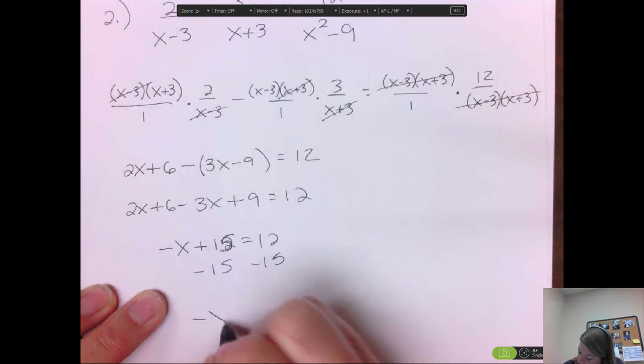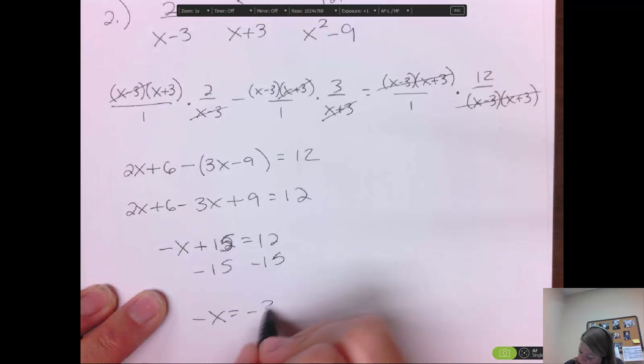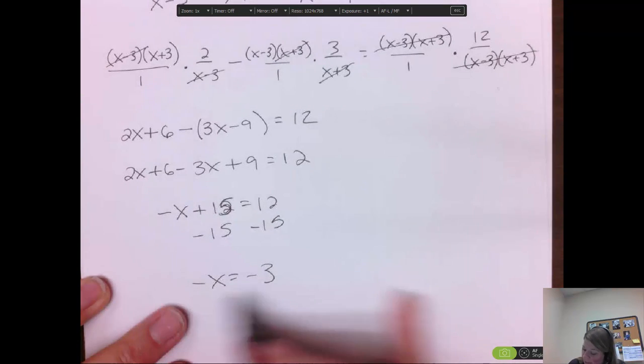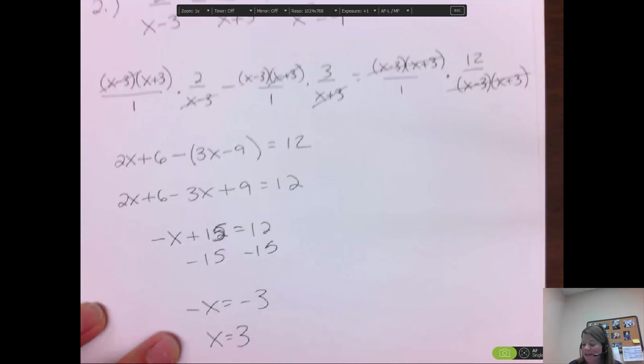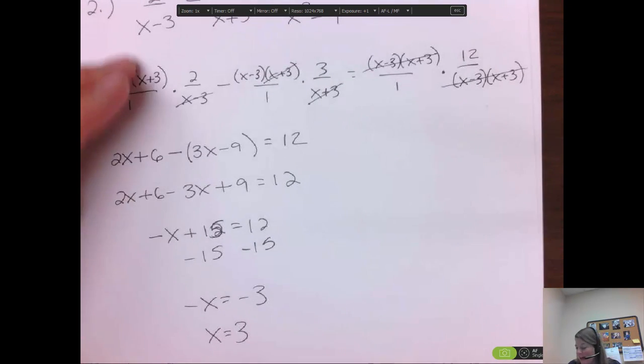Then from here, I'm going to minus the 15 over. I was looking at it weird because I knew that's not the answer. So negative x equals 12 minus 15 is negative 3. We can't keep a negative x, so we change our signs and we get x is 3. Yay, we're done. That was a lot of work to get 3.